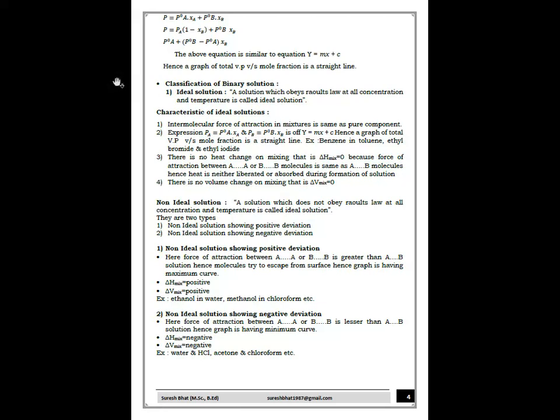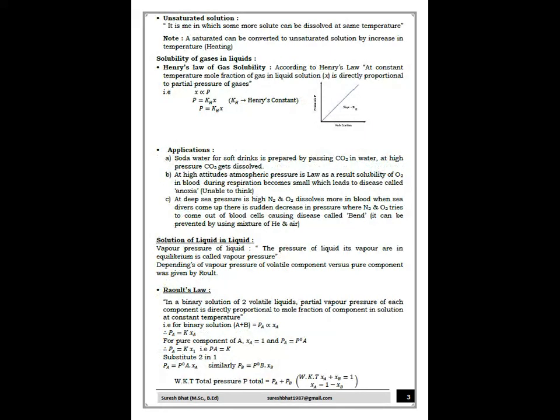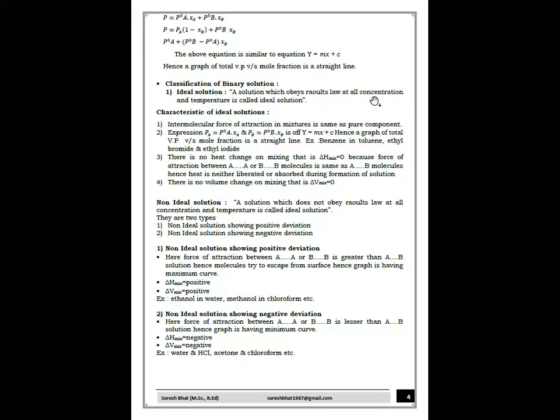So how do we define ideal solution? An ideal solution is defined as a solution which obeys Raoult's law at all concentrations and temperatures. So the definition is very easy. It is a solution which obeys Raoult's law. We have studied Raoult's law: in a binary solution of two volatile liquids, the partial pressure of each component is directly proportional to its mole fraction in the solution. So if it obeys Raoult's law at all concentrations and temperatures, then that solution is said to be what?